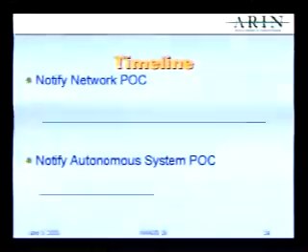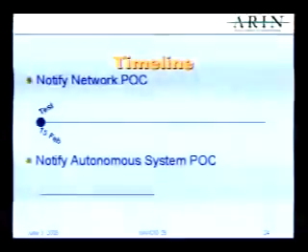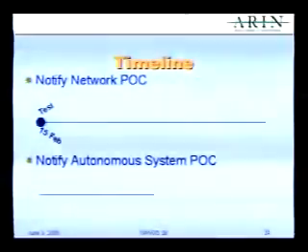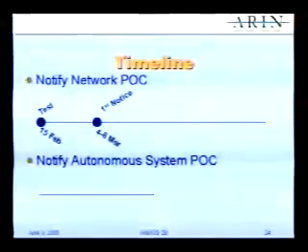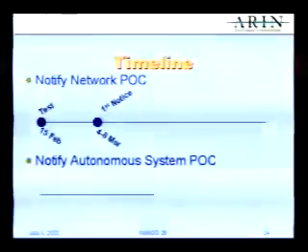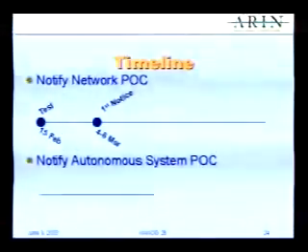What we've done so far is on this slide here. We did our initial test back in February. We sent out notices according to the first step of the policy, which was email to the points of contact of the network registration block.